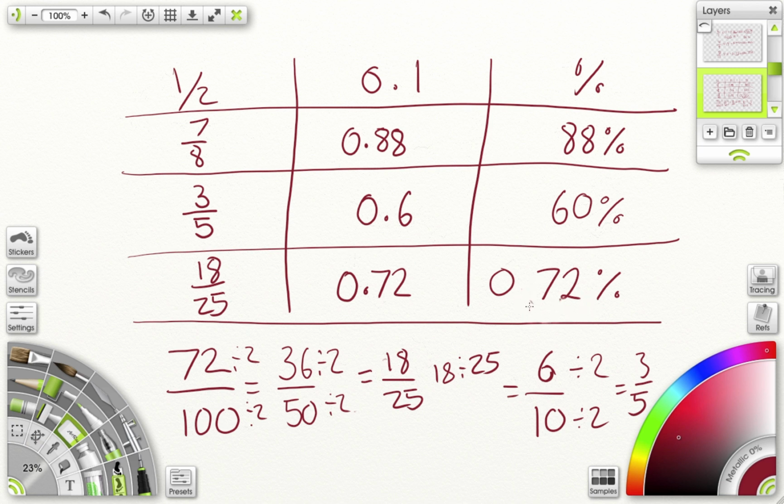So that's how you convert fractions into decimals, decimals to percents, fractions to percents, and so on. So you're going to have a chart that looks a lot like this. It'll be due Friday by 10 p.m.